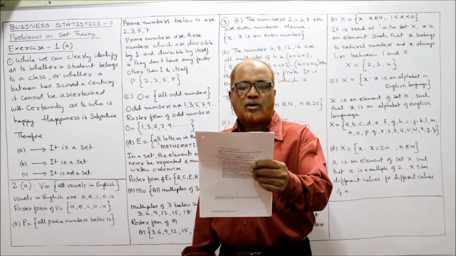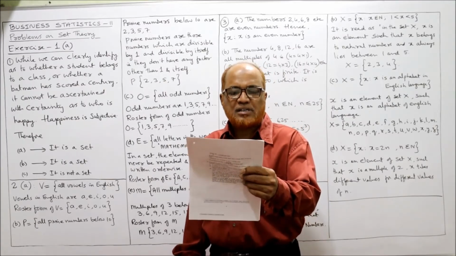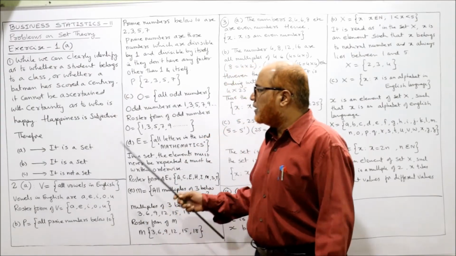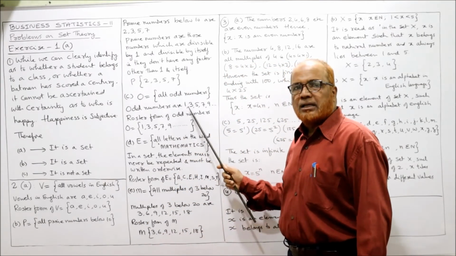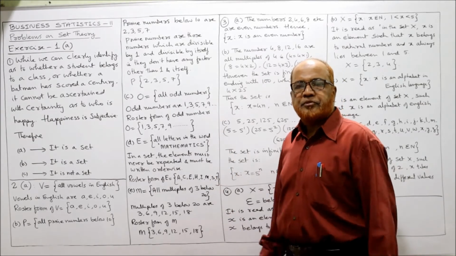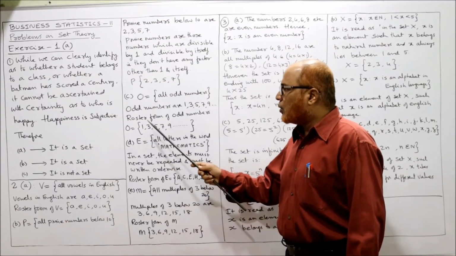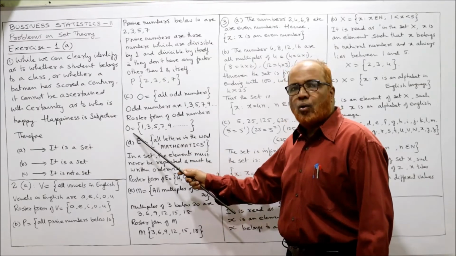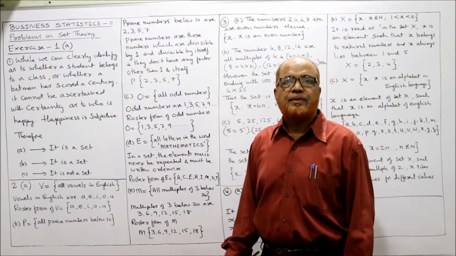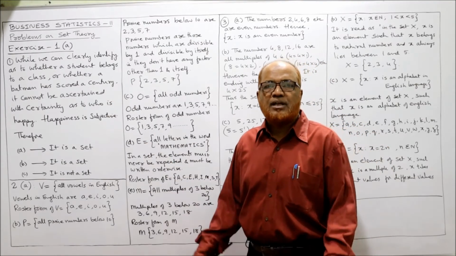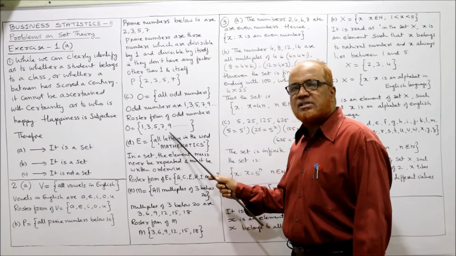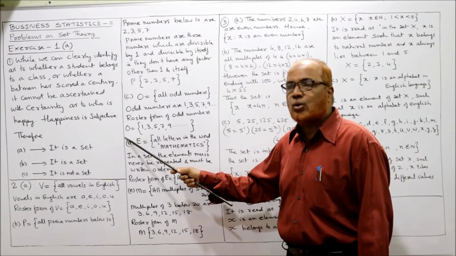What is the C bit? O is the set whose elements are all odd numbers. So here the odd numbers are 1, 3, 5, 7, 9, 11, etc. The roster form of odd numbers is O = {1, 3, 5, 7, 9, ... up to infinity}. This set is an infinite set. There is no limit of odd numbers. It can go up to infinity. So 1, 3, 5, 7 are the elements of set O.